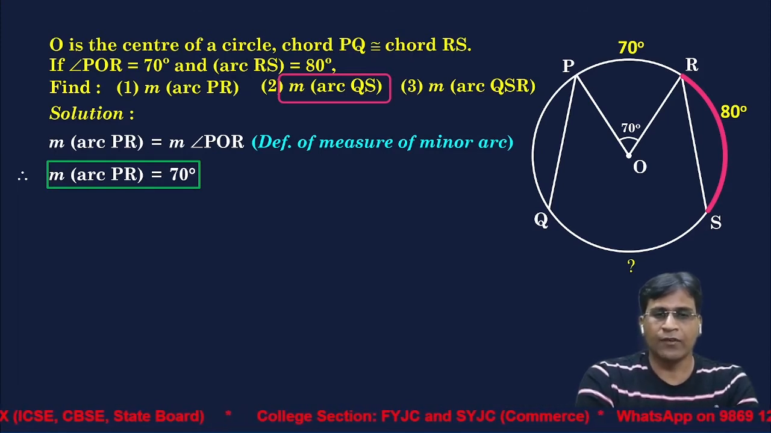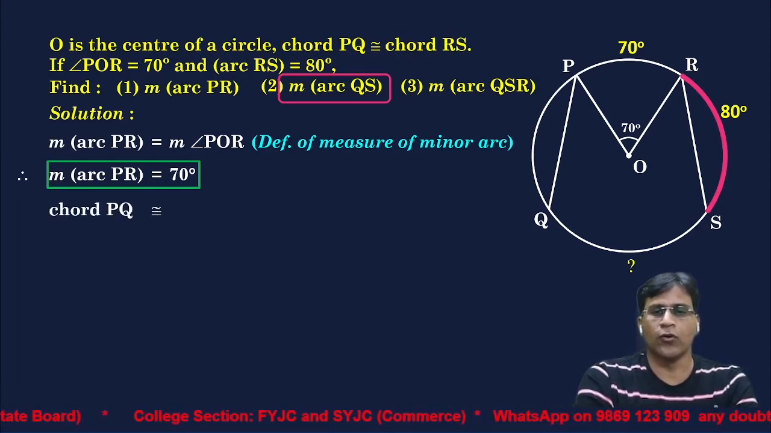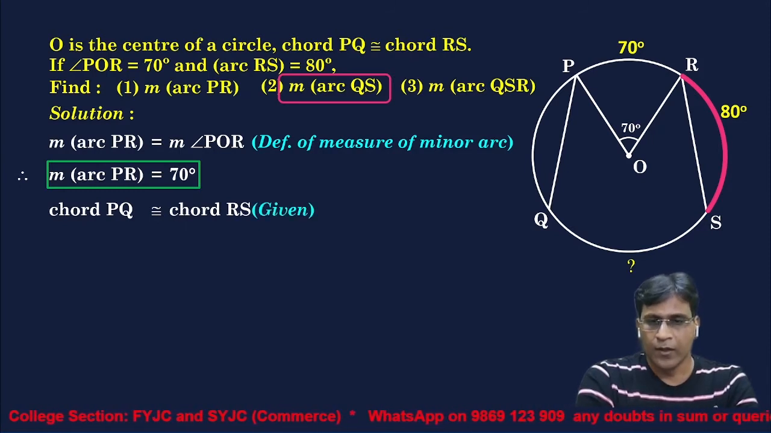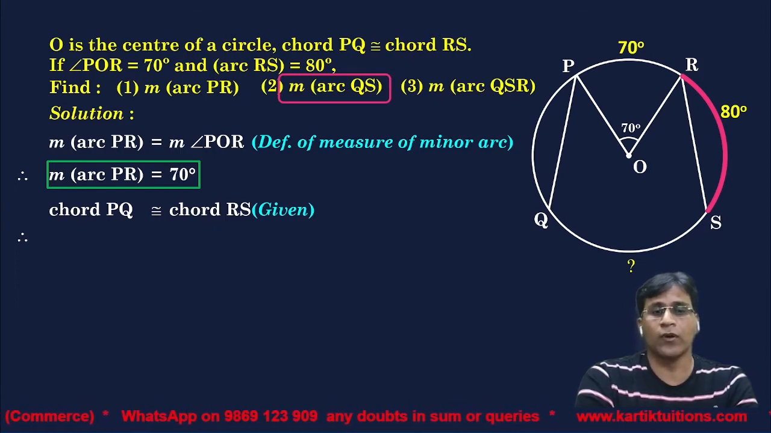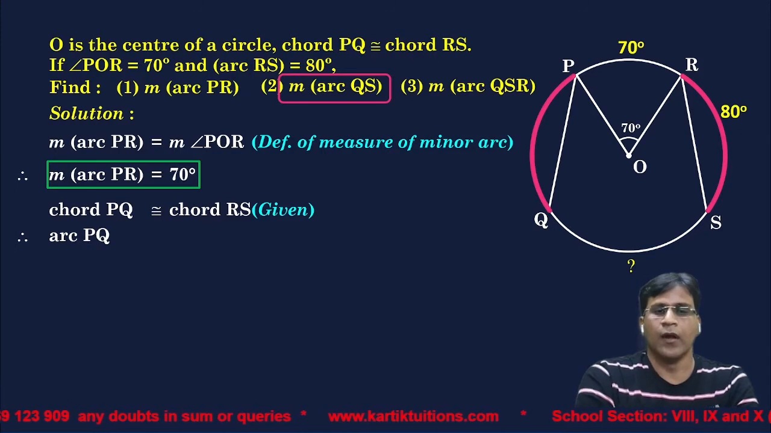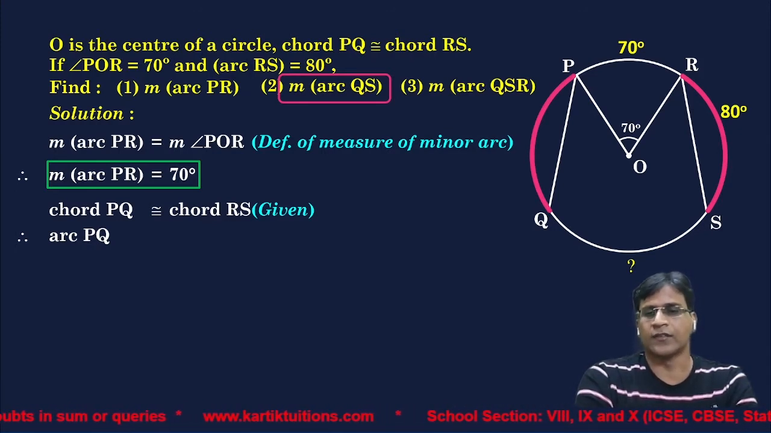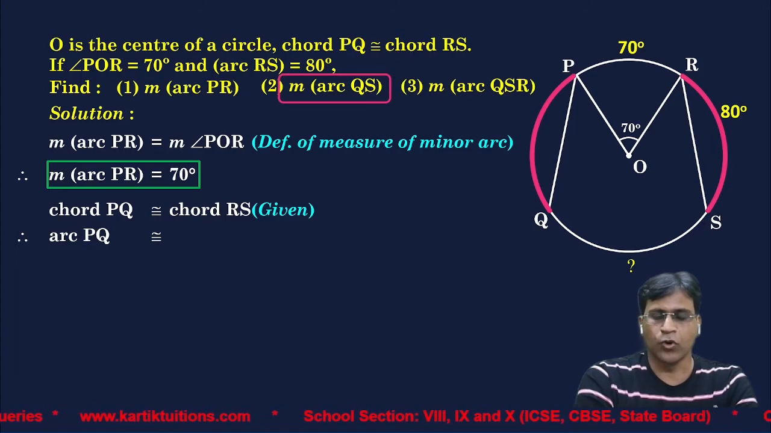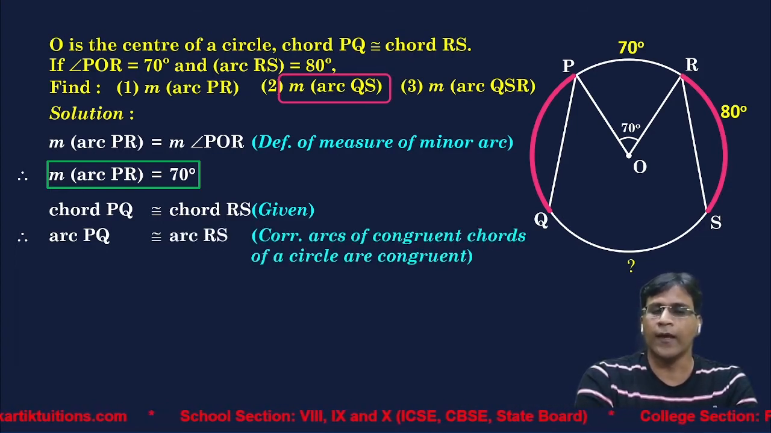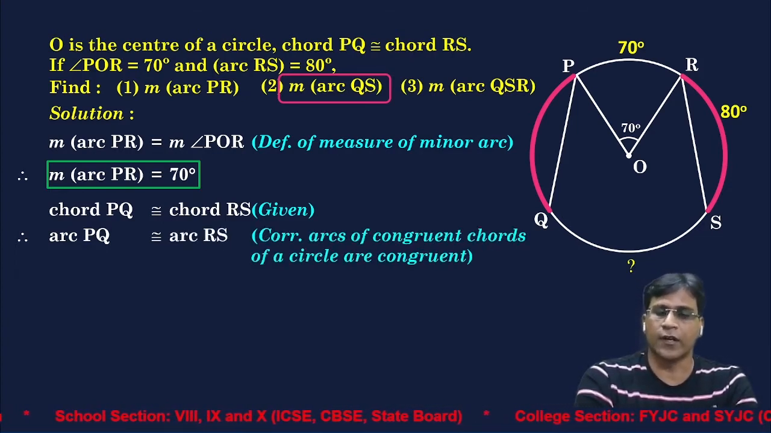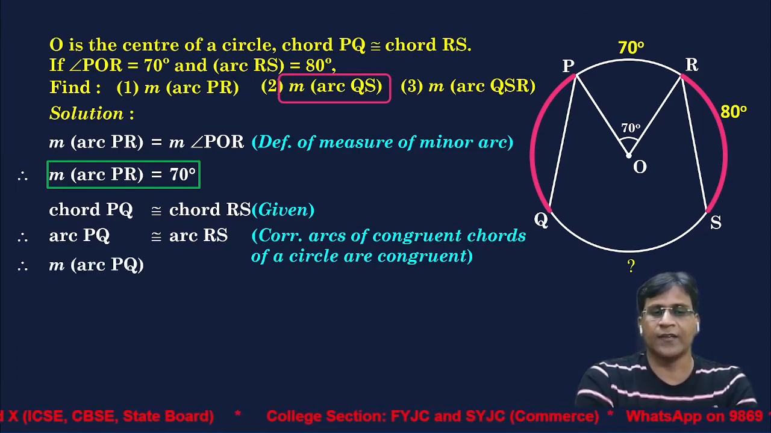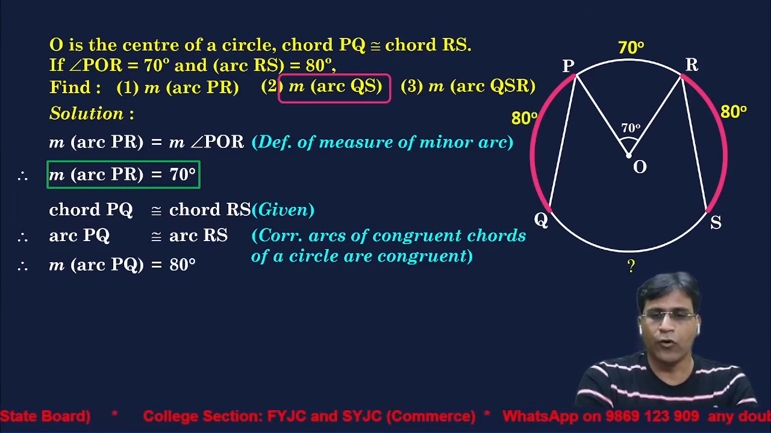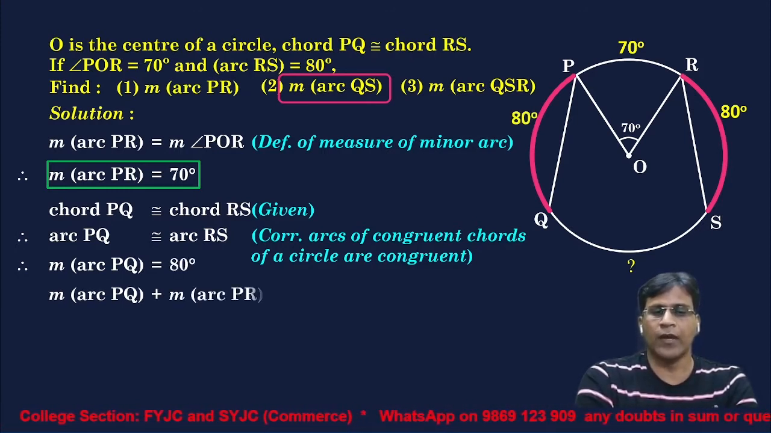Now see, they have given us chord PQ is congruent to chord RS. This is given to us. Now since chords are congruent, their corresponding arcs will also be congruent. So for chord PQ, the corresponding arc is arc PQ, and for chord RS, the corresponding arc is arc RS. Now both the arcs will also be congruent. Why? Corresponding arcs of congruent chords of a circle are congruent. Now we know arc RS is 80 degree. So therefore, arc PQ will also become 80 degree.